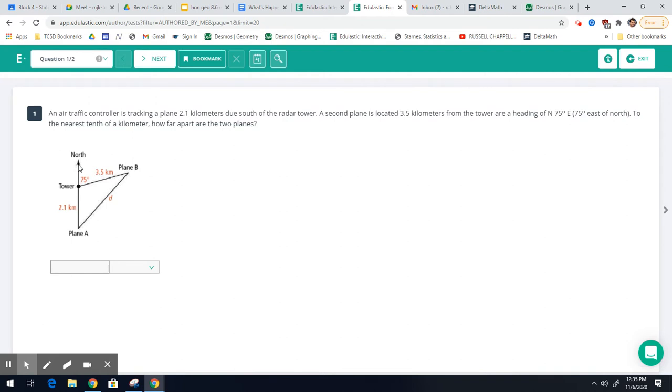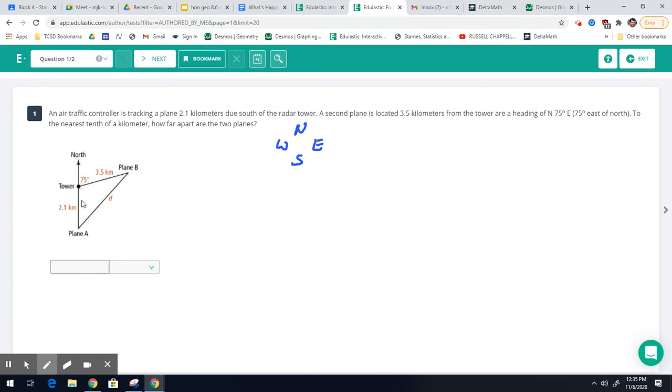So this is north. So east is to the right, right? If you need your bearings to be reset for you: north, south, east, and west. So north 75 degrees east, so right there. And then the question is, to the nearest tenth of a kilometer, how far apart are these two planes? So find D.